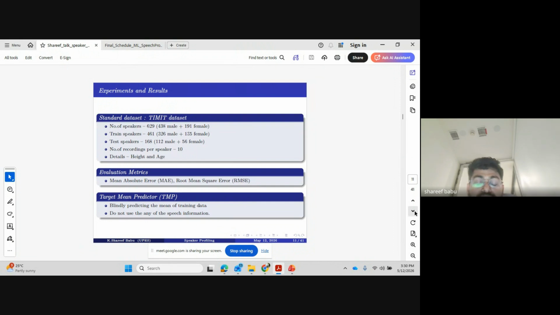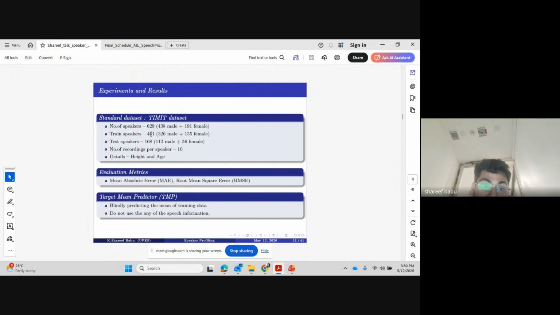So in this case, what we try to understand is something called a target mean predictor. With the target mean predictor, we won't be looking at the features, we won't even look at the audio. We directly look at the mean obtained from the training data. For example, from these 460 speakers, it will have some mean for height and some mean for age. So we will try to use the height and age of the training speakers to test on the test speakers.